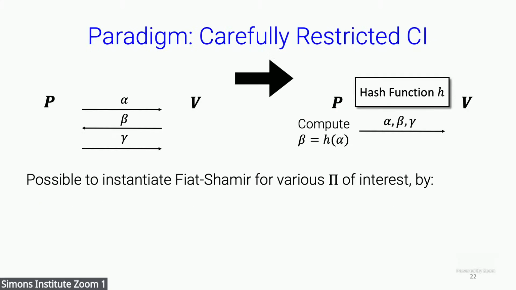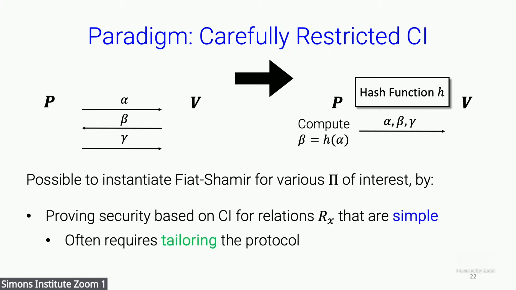We don't currently know how to do it, and so instead what we do is we instantiate Fiat Shamir on a very case-by-case basis by taking the following two steps. We say, all right, for a particular protocol pi that we care about, we'll show that Fiat Shamir for pi is sound, provided that the hash function is correlation intractable for simple-looking relations R sub x, not necessarily the one that I wrote down before, because there isn't a single relation for which that theorem is true. There are many relations such that correlation intractability for R will imply soundness of Fiat Shamir.